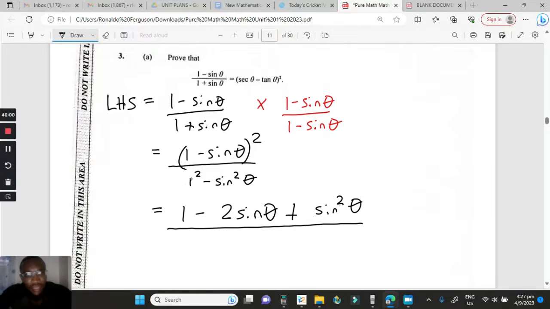In this case now, we notice that we have, what is this? 1 squared minus sine squared. This is cos squared theta. So now we have cos squared theta right there. Easy. Now looking at the numerator, we're trying to generate sec theta minus tan theta.